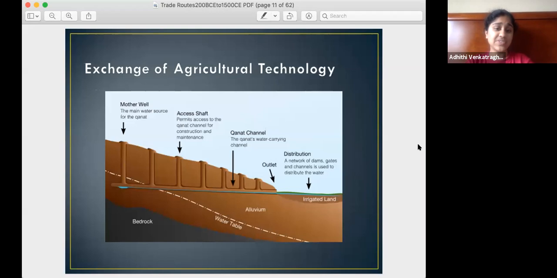This is also the exchange of agricultural technology. So here we see a form of irrigation, showing the mother well, the main water source for the qanat, the access shaft, qanat channel, the outlet, and the distribution to the irrigated land. You can see the bedrock, the water table, and the alluvium underneath it as well.